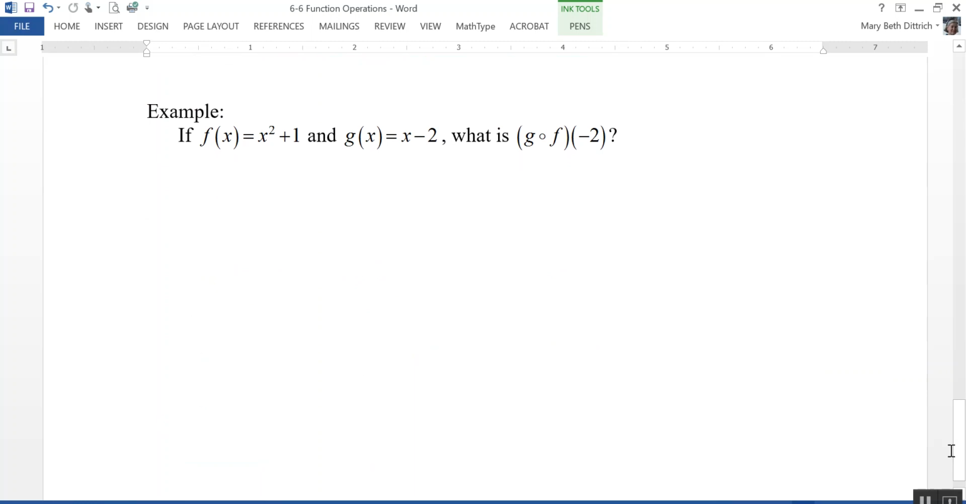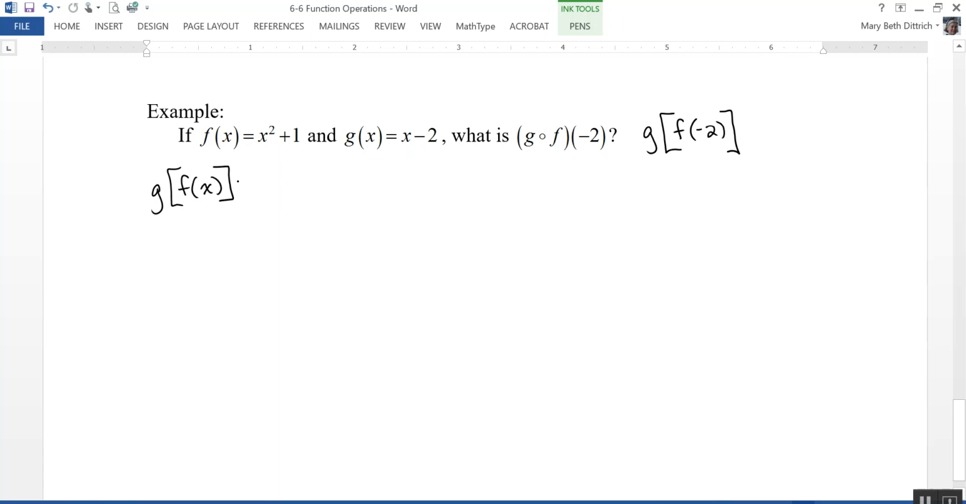So we have, if f of x equals x squared plus 1 and g of x equals x minus 2, what is g of f of negative 2? I like to write it like this, g of f of negative 2. Now it looks a little scary because I've got parentheses and square brackets, but notice that the function f is inside function g.